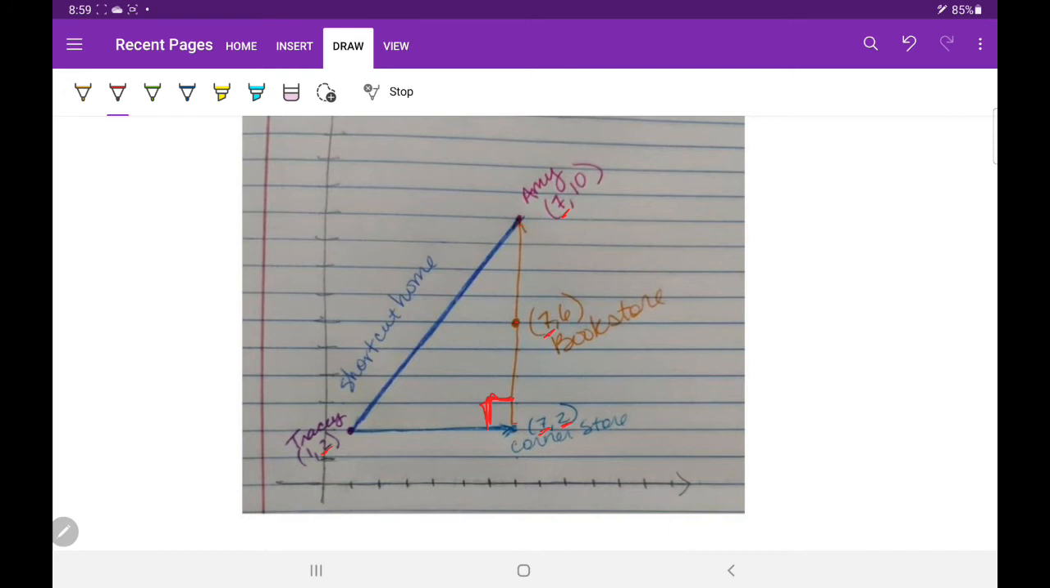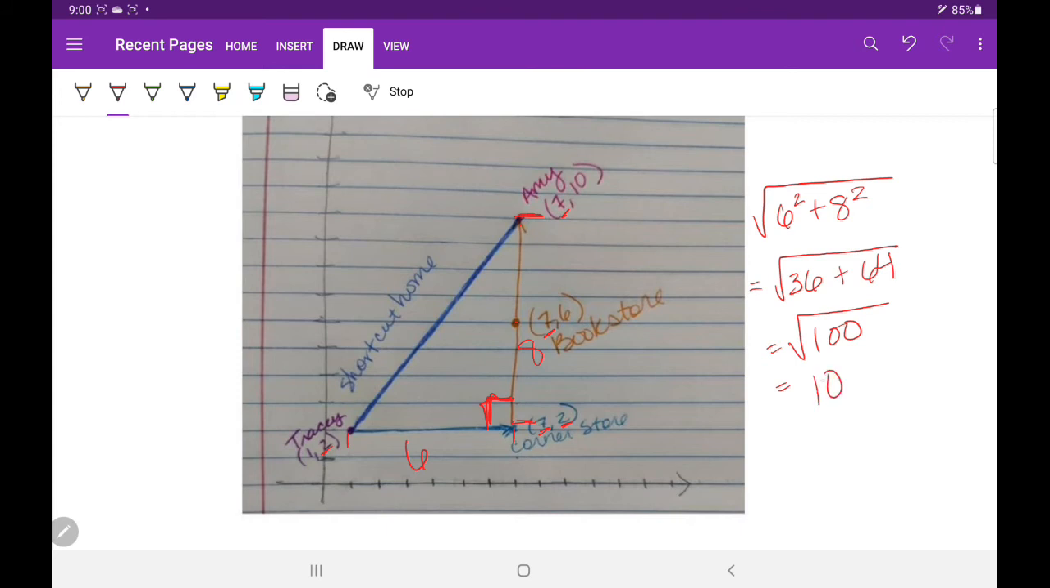We already said in our previous information that right here, it was 7 minus 1, which was 6. And on the tall side, it was 10 minus 2, which is 8. So using the information that we have, we can do the square root of 6 squared plus 8 squared. Well, the good news is those are pretty easy numbers. 6 squared is 36, 8 squared is 64. Add them together, you get 100. What is the square root of 100? It's 10. So now we know that the shortcut home is only 10 units. So instead of going over 6 and up 8 for a total of 14, she just went 10 units.